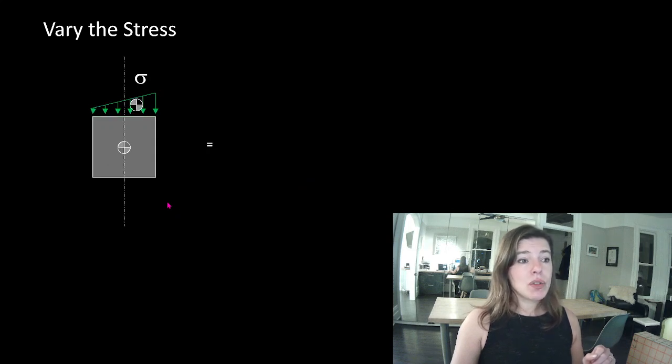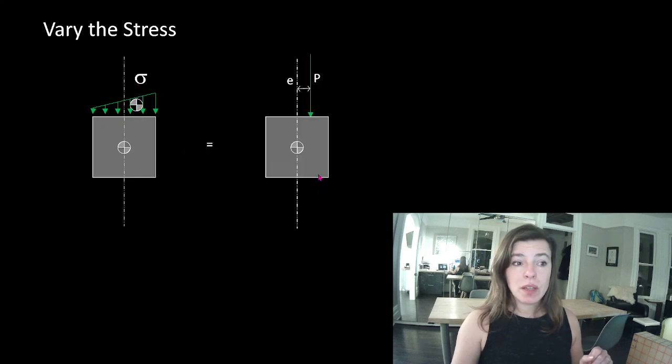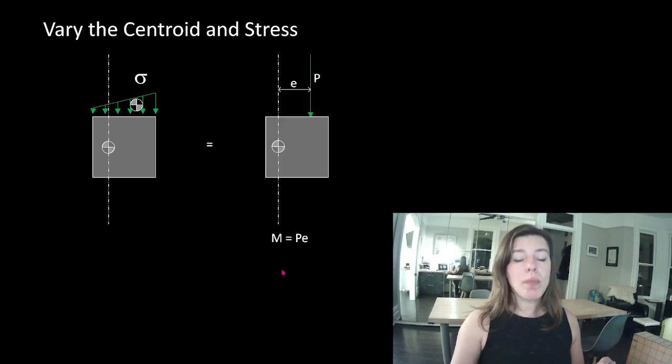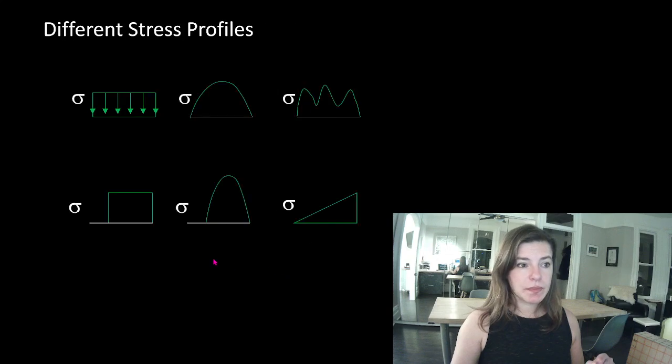What happens if we vary the stress? Well, we know that in a triangular distribution, it's the area under this curve, and that it's at the 2/3, 1/3 mark in the triangle. So we'd have an eccentricity. You could do it where we have a triangular distribution on an object with a centroid that's not in the middle of the object. So we'd have even more moment in that example. So different stress profiles can have different analogous point loads.